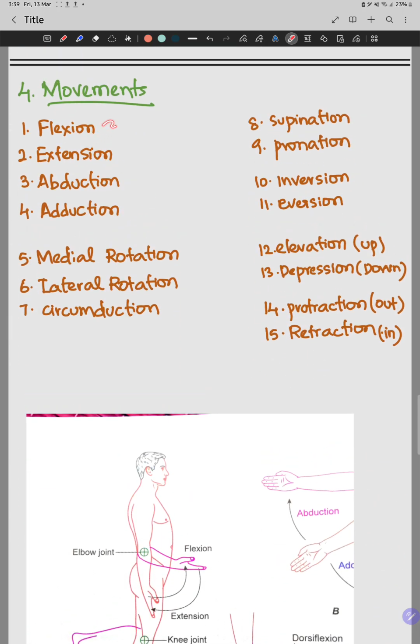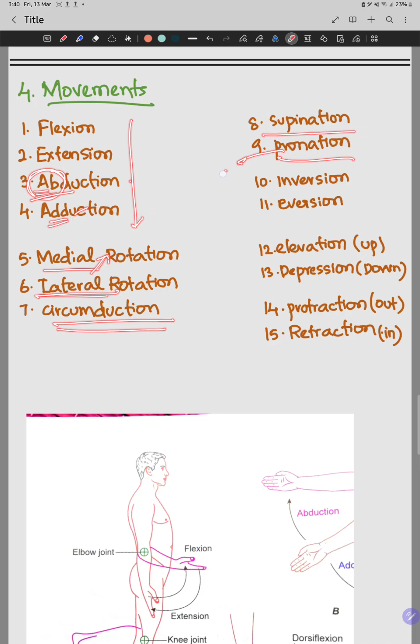Next, coming to movements: flexion, extension. Flexion, less angle; extension, more angle. Next, if we place our hand far from our body, that is abduction. The more pain is going to come, 'abba, there is more pain in my hand', that is abduction. And the opposite one will be adduction. Medial rotation means towards the midline, if we move our hands or legs towards the midline. Lateral rotation means away from the midline. Circumduction: if all these are done in order, that is called circumduction.